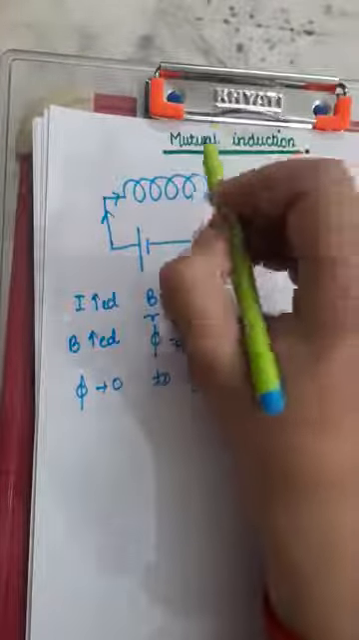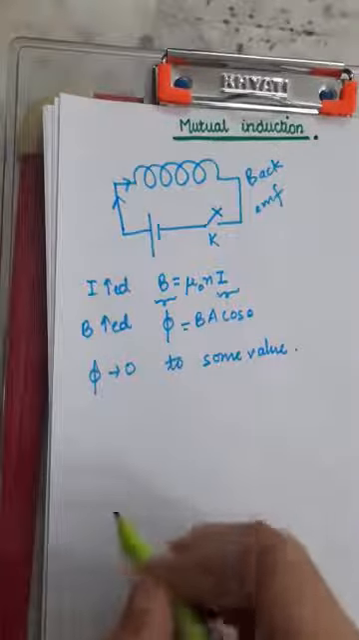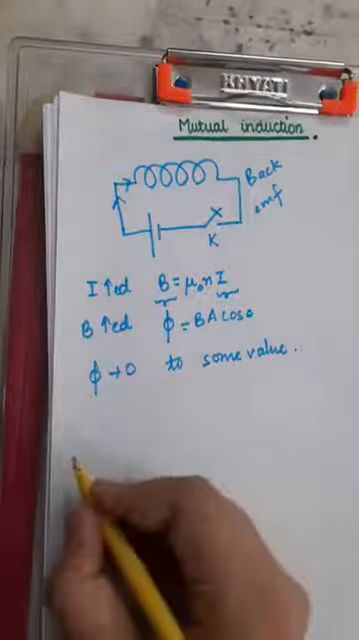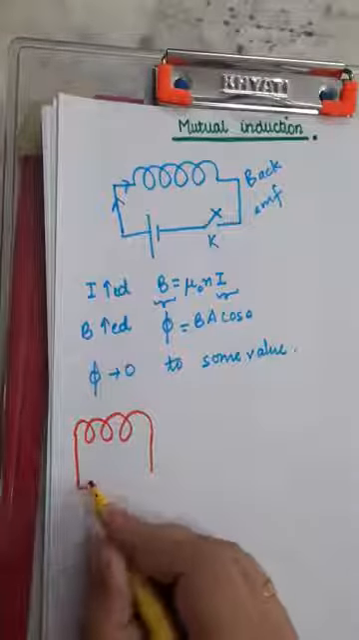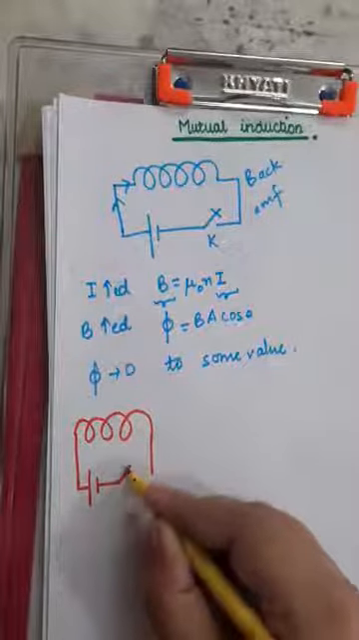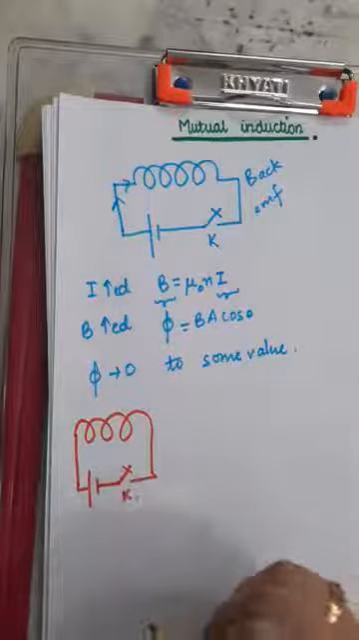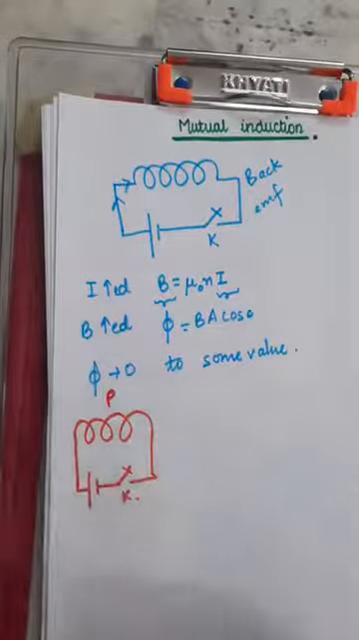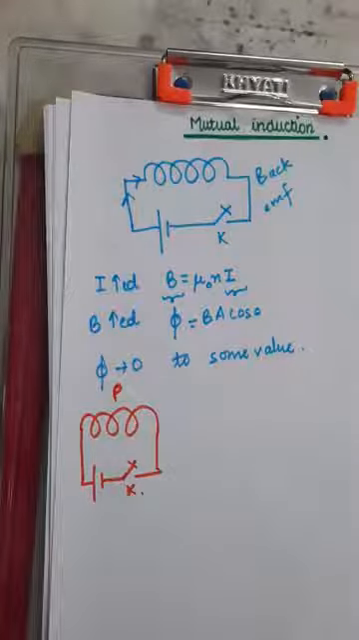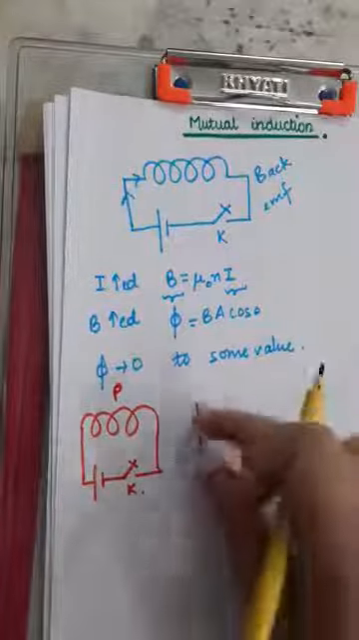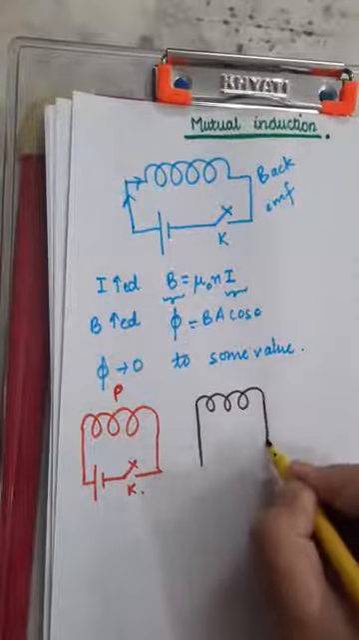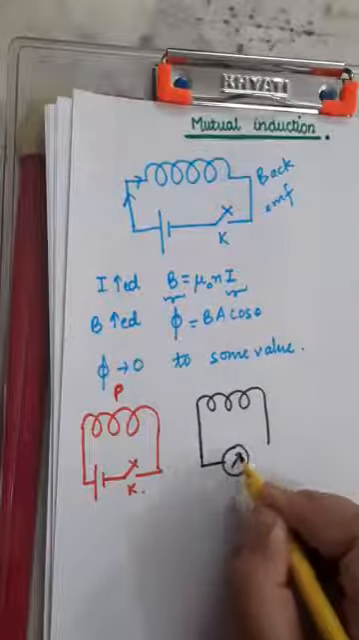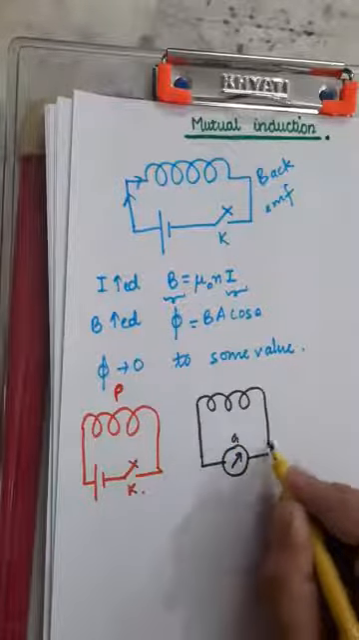As the name suggests, mutual. So what does it mean? You now have two coils. Suppose this is one coil which is connected to the battery and key K. Suppose this coil has the name P. Now you have another coil, and this coil is not connected to a battery. It's simply kept near the first coil, and this coil is connected to a galvanometer, right? It is simply connected to a galvanometer.